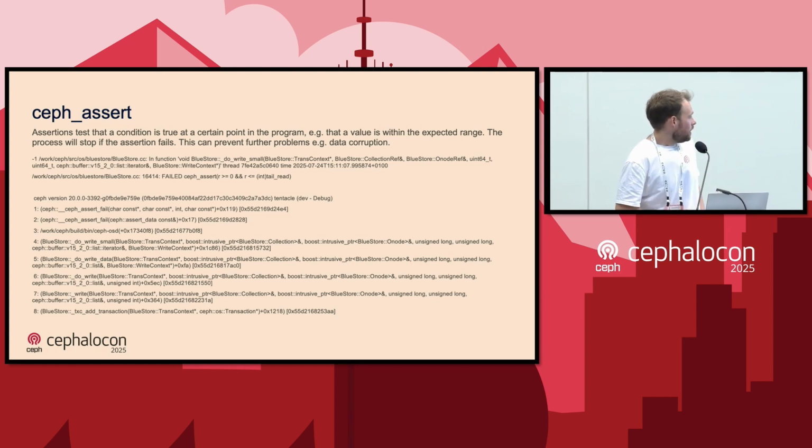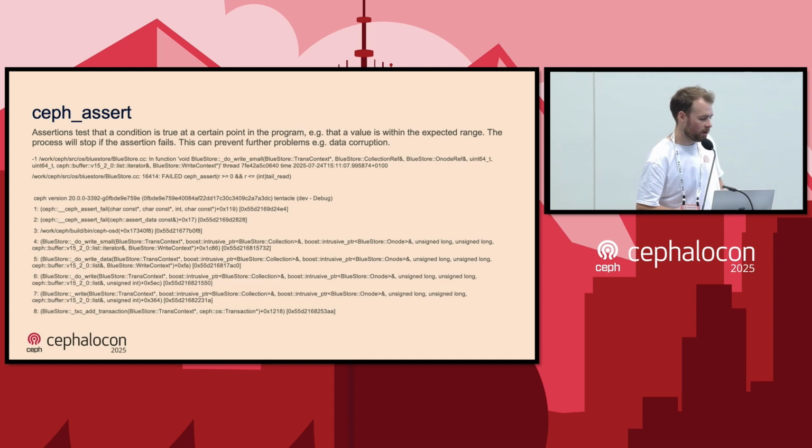So in my log, I saw that BlueStore had hit an assert. Assertions are tests that developers add to the code to test that something is true at a certain point in the program, for example, that a value is within the expected range. We don't want the OSD to keep running if, for example, a value is unexpected and it's going to cause some sort of data corruption. We don't want the OSD to go and corrupt data. We want it to fail instead and terminate.